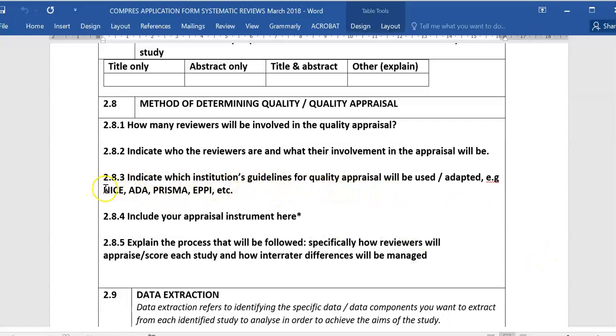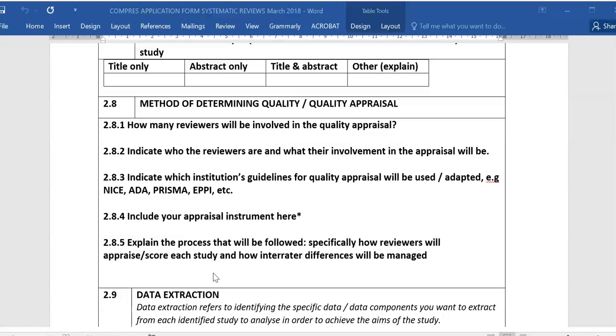So you either use the NICE, the ADA, the PRISMA, or the EPI. These are recognized questionnaires that help you assess the quality of an article. Usually your reviewers, and in the case of a rapid review you have about 2 reviewers, you and the supervisor, each have to score or appraise the sample of articles individually on their own, and then they come together and see whether there is consistency between the two writers regarding the articles that are of quality or not.